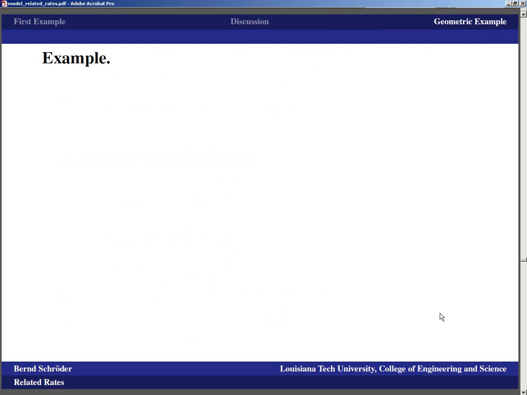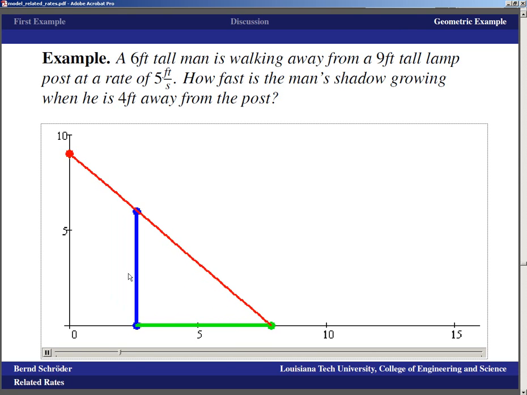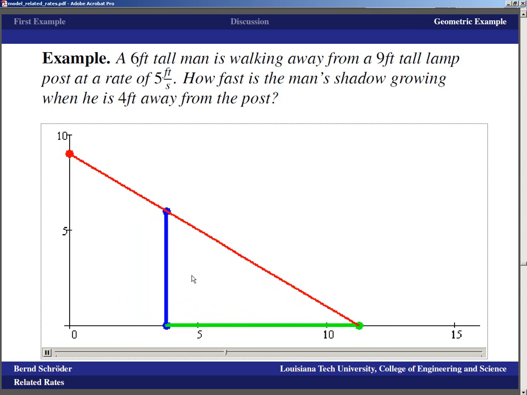Let's take a look at a geometric example. A 6-foot tall man is walking away from a 9-foot tall lamppost at a rate of 5 feet per second. How fast is the man's shadow growing when he is 4 feet away from the post? So obviously that is a mathematical toy problem. The situation certainly is realistic, because as you walk away from the streetlight, your shadow is getting longer, and you could wonder at what rate that shadow is getting longer, but it certainly is not an applied problem.